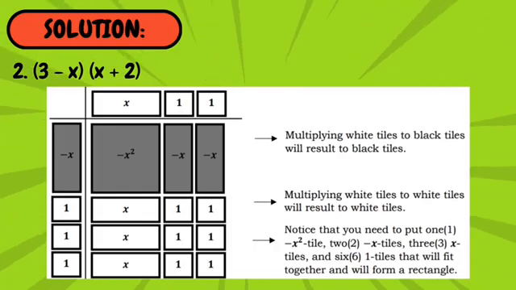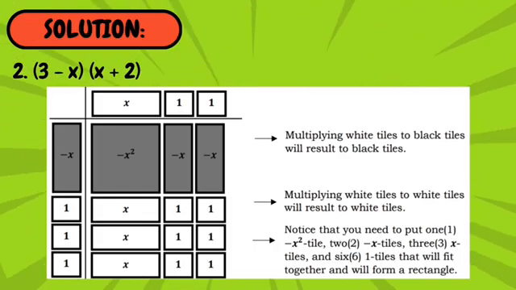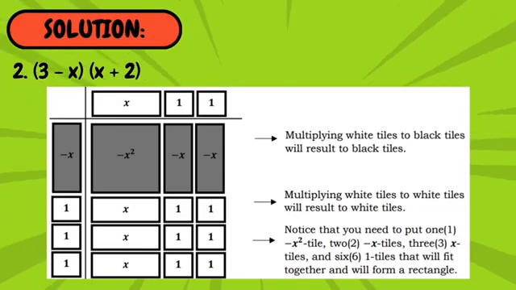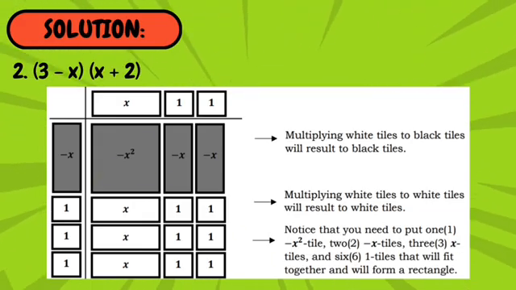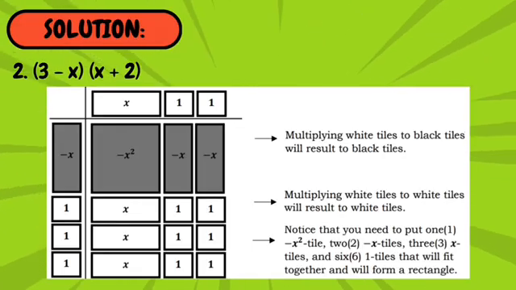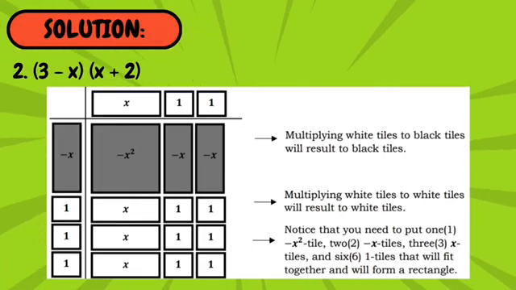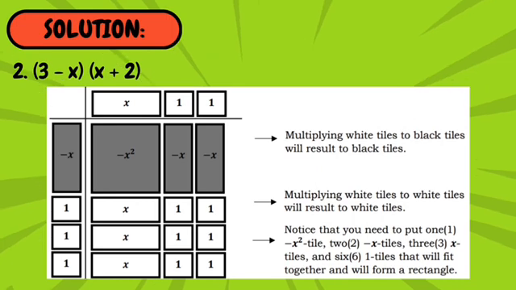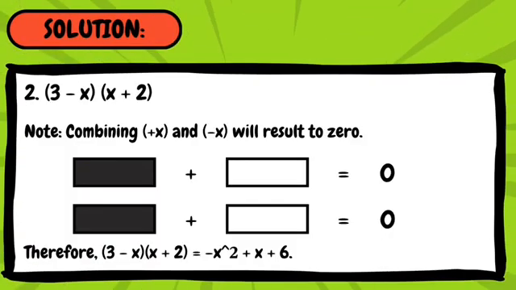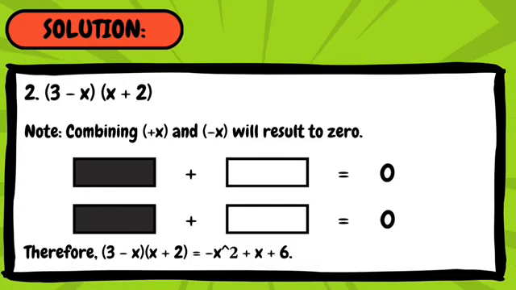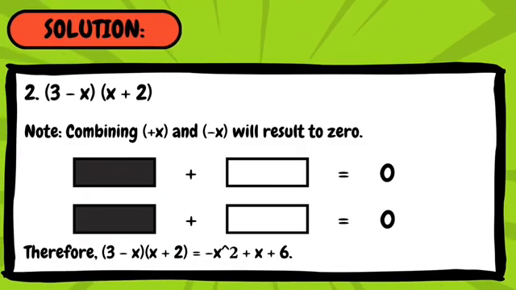As you will notice here, you need to put 1 negative x squared tile and 2 negative x tiles and 3 x tiles and 6 1 tiles that will fit together and will form a rectangle. So, we know that combining positive x and negative x will result to 0. Therefore, 3 minus x multiplied by x plus 2 will result to negative x squared plus x plus 6.